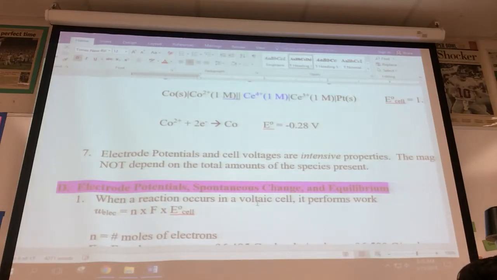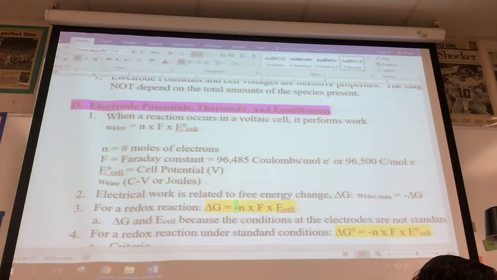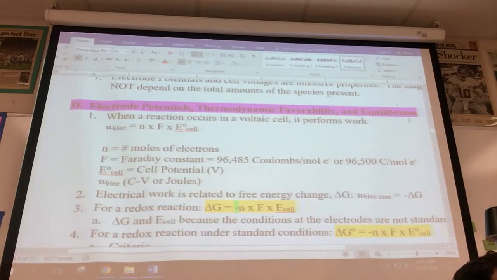If you have a thermodynamically favorable reaction, is delta G positive or negative? Negative. Keep that in mind. We are going to link electrode potentials, that is cell potentials, spontaneous change, or I guess we should say thermodynamic favorability, and equilibrium. So let's change this to thermodynamic favorability, as the AP exam has moved in this terminology rather than spontaneous, and equilibrium.